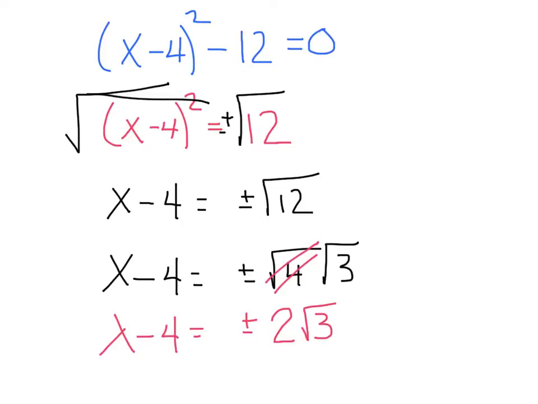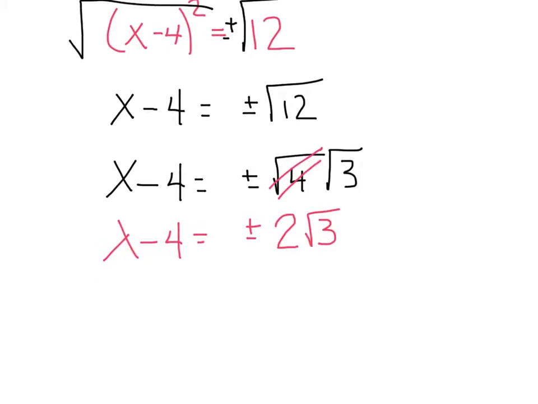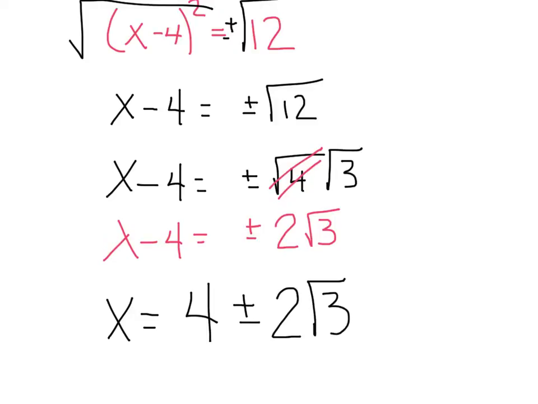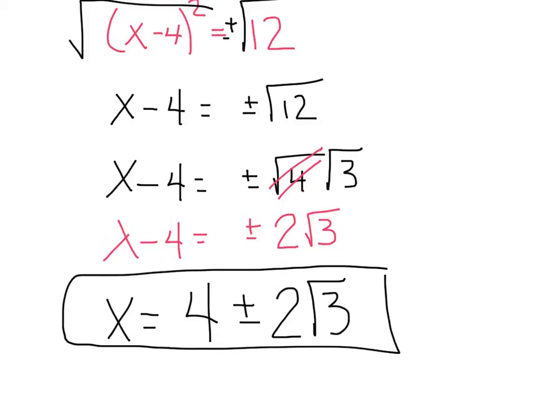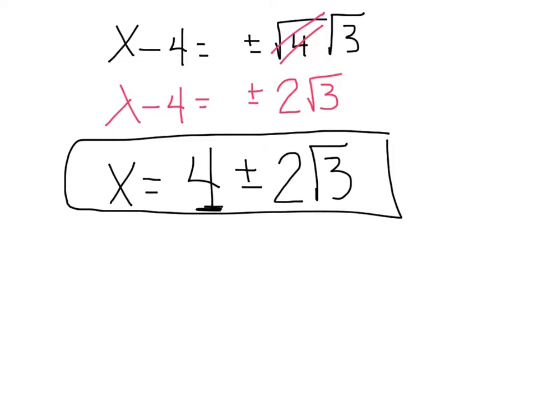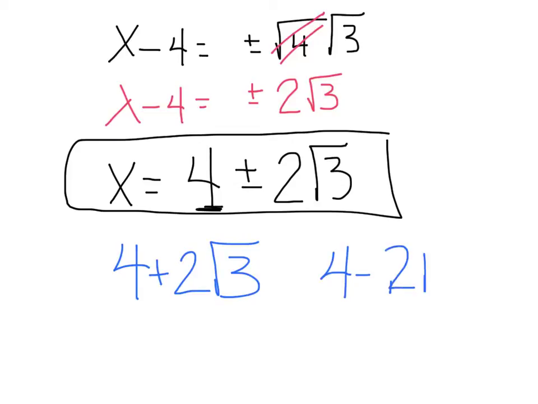Now lastly, I have to solve for x, so I have to do one more step. I have to add that 4 over. So notice it's going to come in front of the plus or minus. It is 4 plus or minus 2 radical 3. Now I can't actually add those together because they're not like terms. This 4 does not have a radical 3. Just recall, you do have 2 answers. You have 4 plus 2 radical 3, and you have 4 minus 2 radical 3.